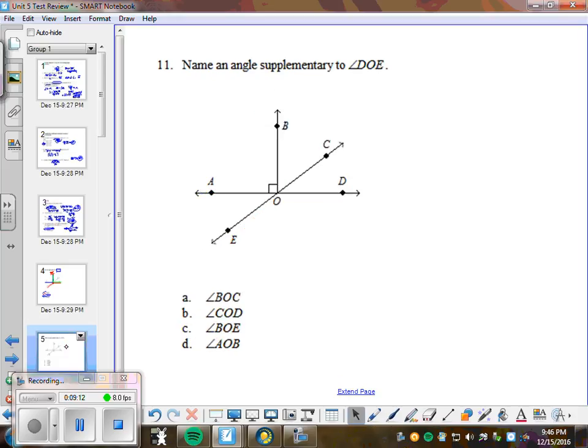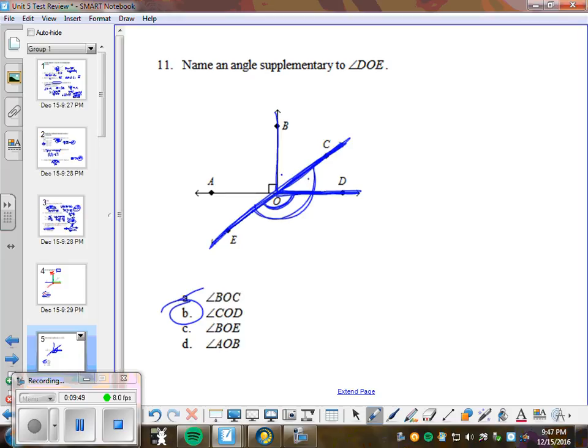Okay, number 11. Name an angle supplementary to DOE. All right, so we've got DOE. So this is that angle right here. Is BOC supplementary to it? No, BOC is over there. COD is right here. Now, is it going to be supplementary? This makes a line. Would those both add up? Yes, so B is the correct answer.